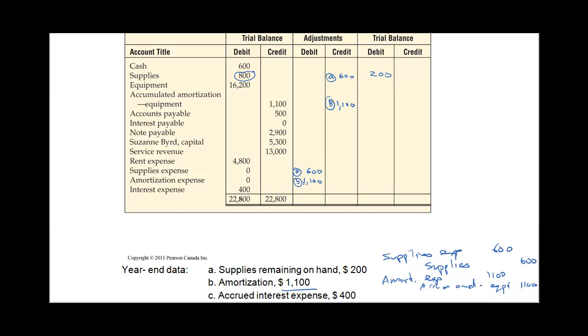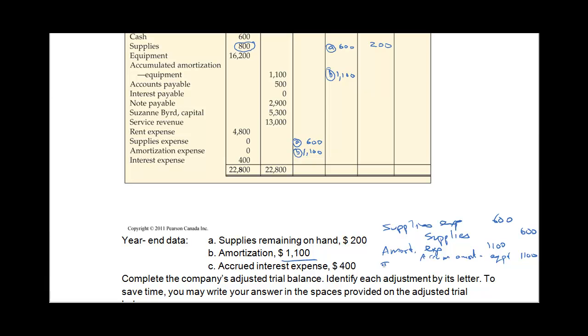And accumulated amortization equipment credit, $1,100, B. And then lastly, accrued interest expense, $400. So we're going to debit interest expense $400, and we're going to credit, remember, accrued interest expense, we've borrowed money, we've sort of incurred this expense, we haven't paid it yet because it's accrual, the cash comes later, so we're going to record a credit to a liability called interest payable, $400. And there it is there, interest payable. So we're going to debit interest expense, $400, and we're going to credit interest payable, $400.